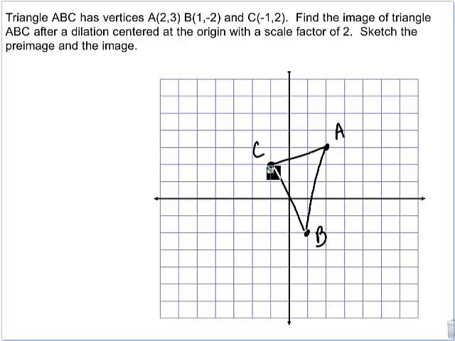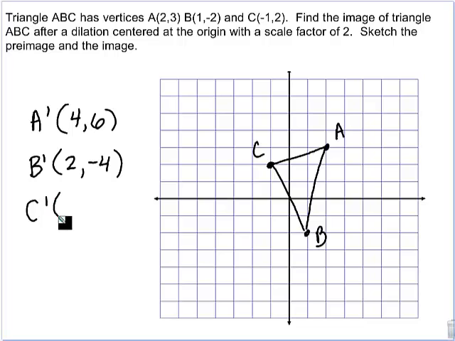Now we are about the origin. So that means, since we're about the origin, what can we do with the 3 points? Times them each by our r value. What's our r value here? 2. So if we times them each by 2, A prime ends up being at what point? (4, 6). B prime ends up being at (2, negative 4). And C prime ends up being at, yep, (negative 2, 4). And now you just plot those 3 new points.